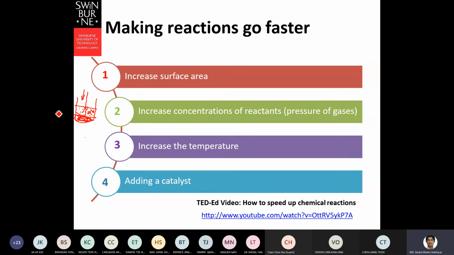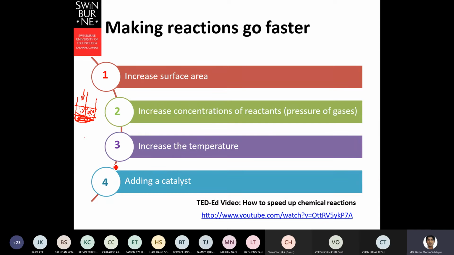shake more, or not shake actually, how to say that? They start to vibrate more. So when they have more vibration, they will collide with each other faster, and then the reaction is going to occur faster. But sometimes we need to remove the temperature so that more product will be produced, and the reaction rate will be faster. We will come to that later.